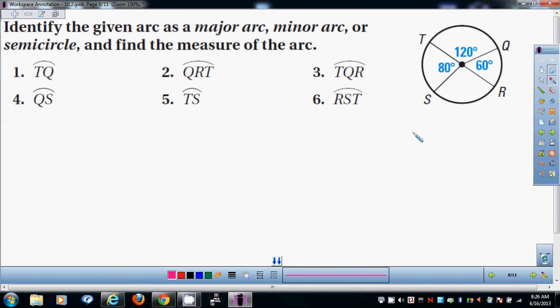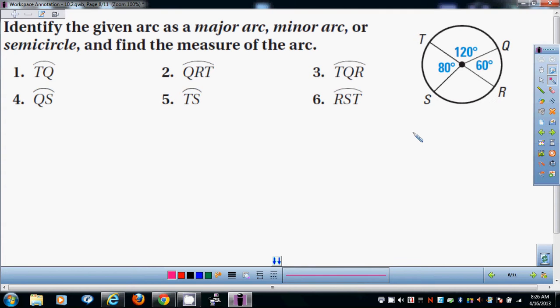Very good. Malik, what about number 3? TQR. It is a semicircle. Therefore, its measure is 180.